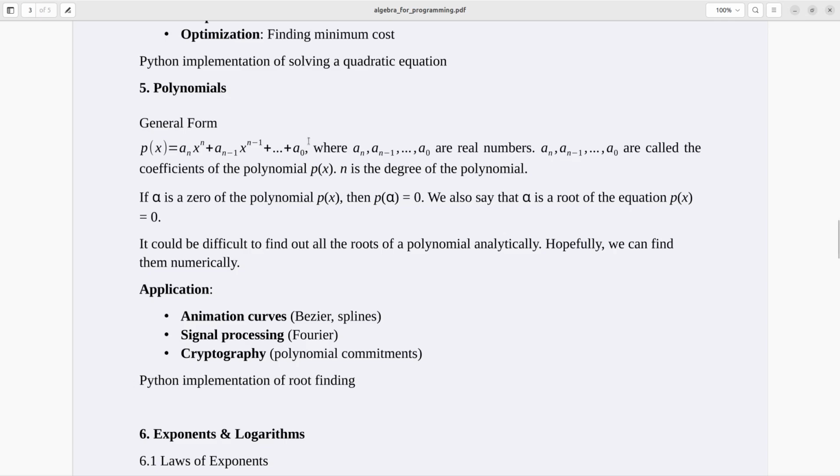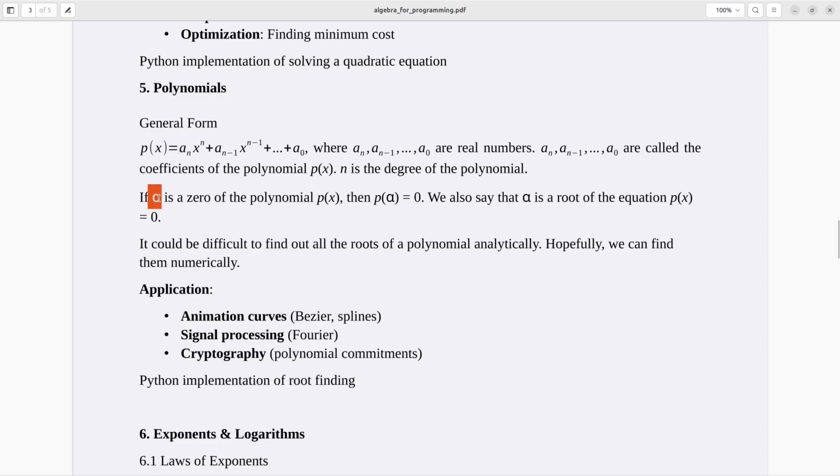But x to the power of 0 is always 1. That's why I'm not required to show that part. And I'm just able to use the constant to end the entire polynomial. Okay. So an, a minus 1 up to a0 are real numbers. And they are called the coefficients of the polynomial. And n here is the degree of the polynomial. So n is the power on the first term of the polynomial here.